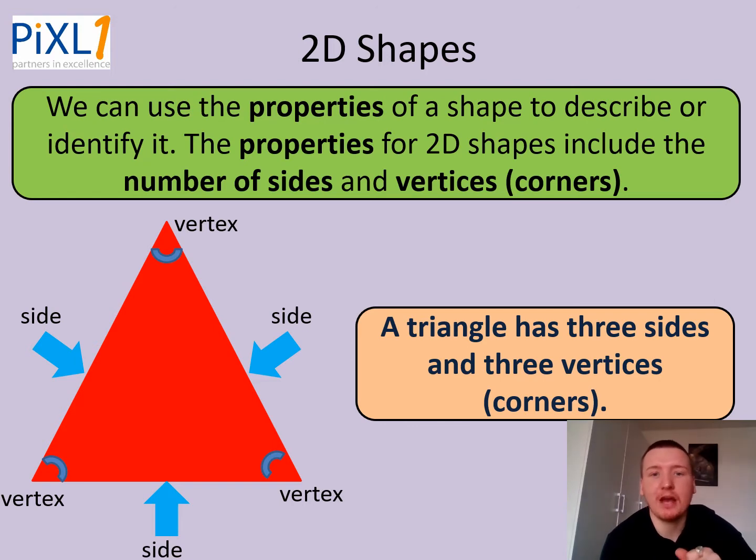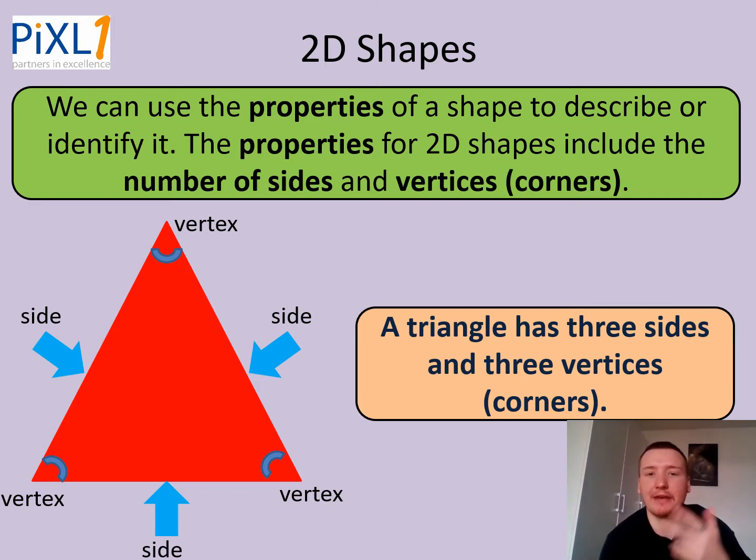The properties of a 2D shape include the number of sides, like we've just looked at in each shape, but also we're going to introduce the word vertex, which is one corner, or vertices, which is more than one corner. So look at the picture. We've got a triangle for our example today. Now look at how many sides it has. Can you guess and count how many sides a triangle has, remembering from our last slide?